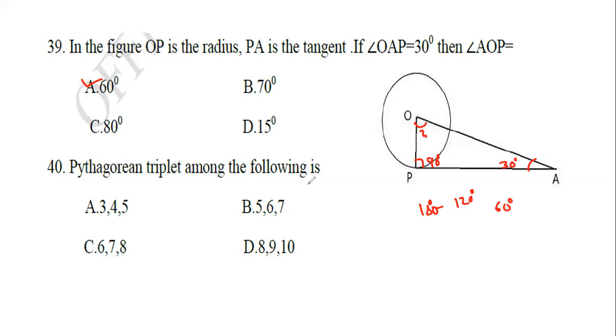Pythagorean triplet among the following is dash. Among the Pythagorean triplets, always 3, 4, 5 is the standard Pythagorean triplet. That is 5 square is 25, equal to 4 square is 16 plus 3 square is 9, which is equal to 25. Which option is right? Option E is correct.